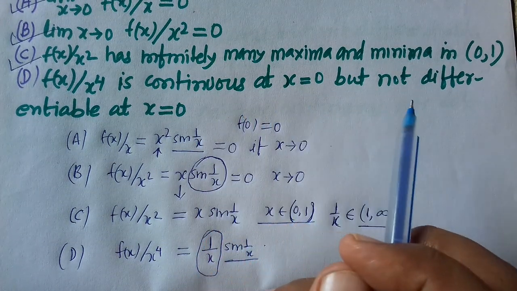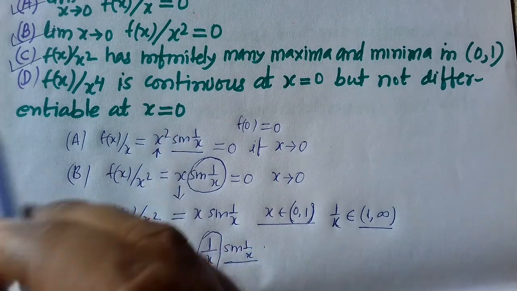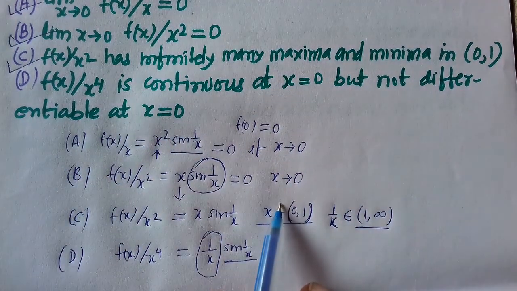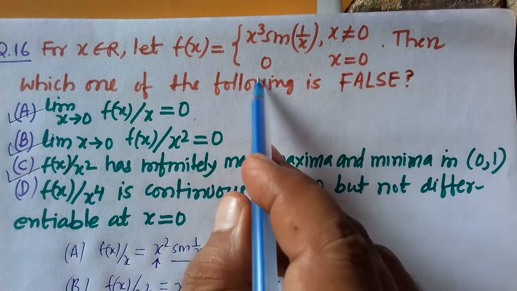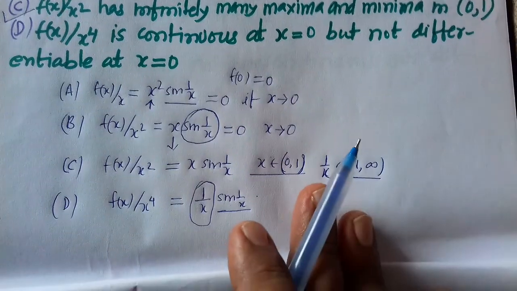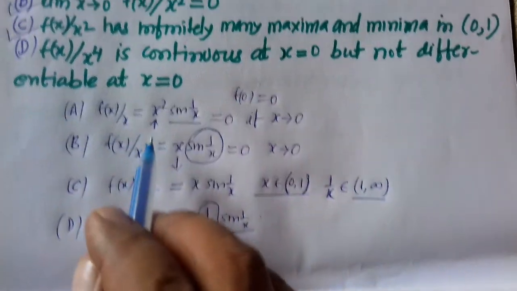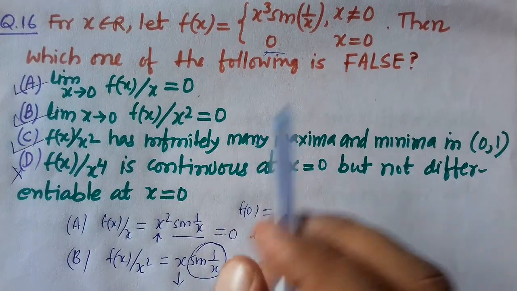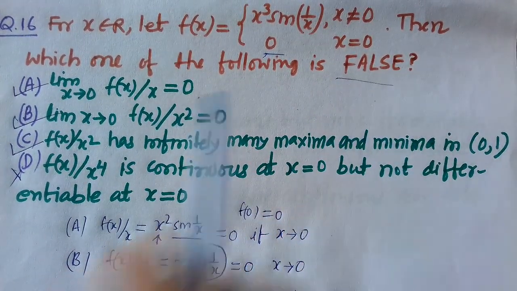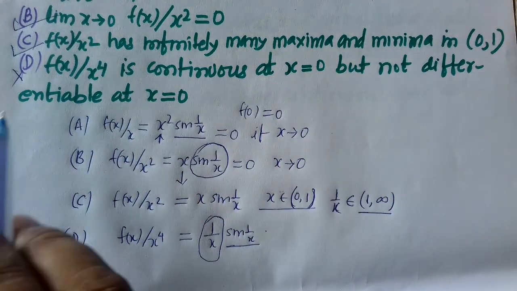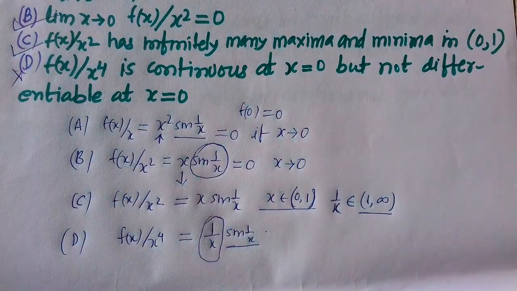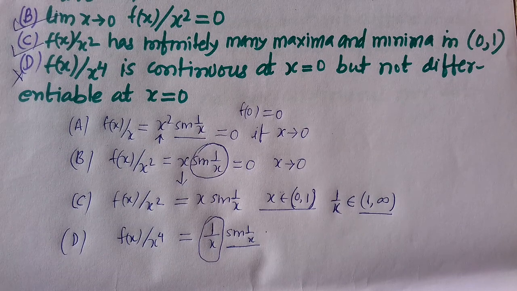So this option is incorrect, because to be continuous this should be 0, but it is not going to be 0. So D is wrong. And according to our question, we have to choose the false option. So the false option is D. So we have to mark the answer as D.